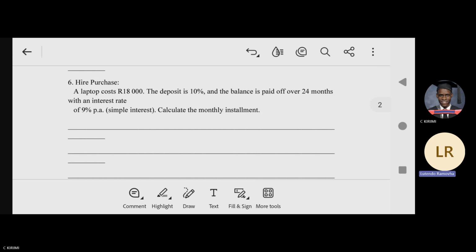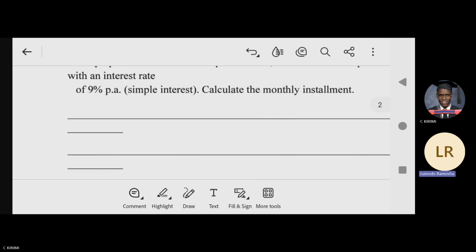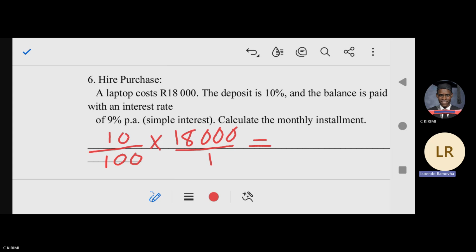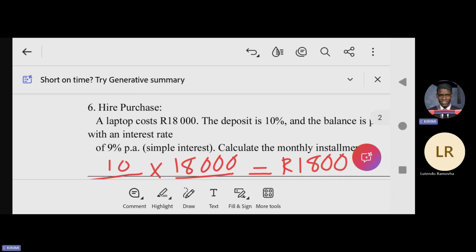I calculated the 10% of 18,000 first. So let's start there. It means 10 over 100 multiplied by 18,000 over 1. What do you get there? I got 1,800. That is your 10%. So the cost of the laptop was 18,000 and the deposit is 10%.